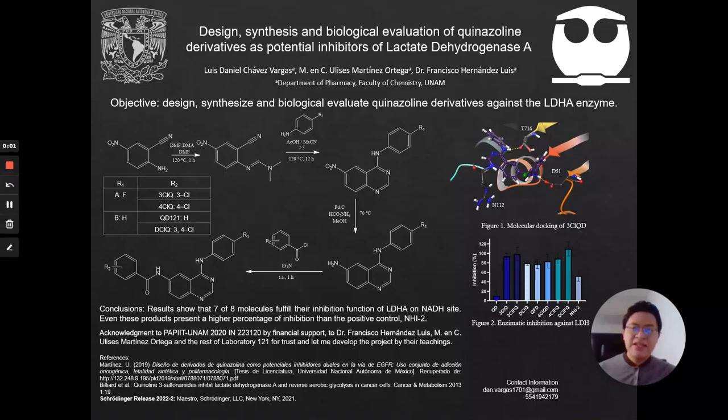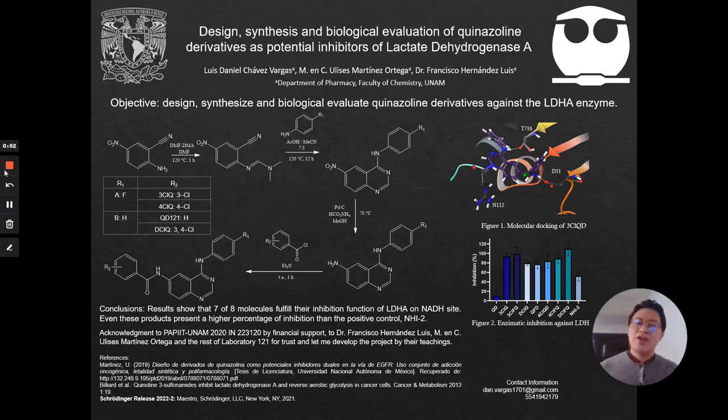My name is Luis Daniel Chávez Vargas, an undergraduate student from the Faculty of Chemistry of Universidad Nacional Autónoma de México. As you can see in the synthesis scheme, every product was obtained from a raw material, 2-amino-5-nitrobenzonitrile, and then we need to follow the chemical synthesis to obtain 8 different derivatives of twofold diamino quinazolines.